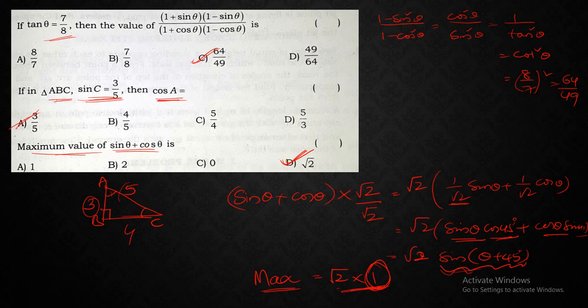Otherwise, you have a formula. To get the maximum value, it is nothing but root of A square plus B square, where A and B are nothing but the coefficients of cos theta and sin theta. Okay, so using that also we are going to get the same answer. So 1 square is 1, 1 square is 1. So root over 1 plus 1 is root 2. So then also you are going to get the same answer, right? So you can make use of this formula.